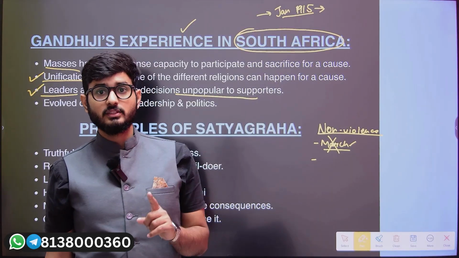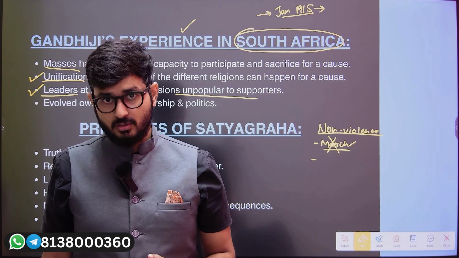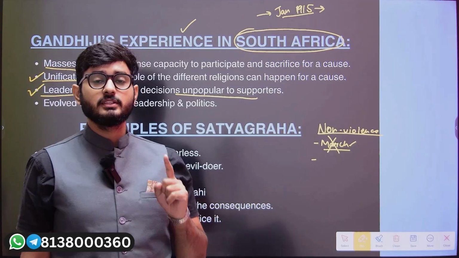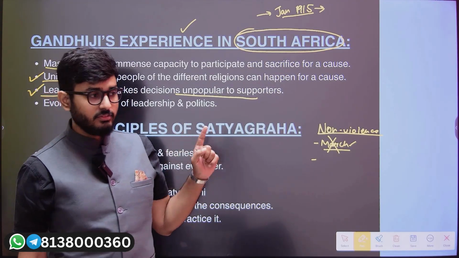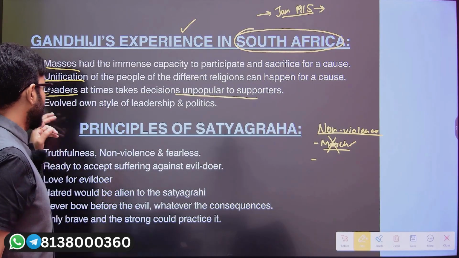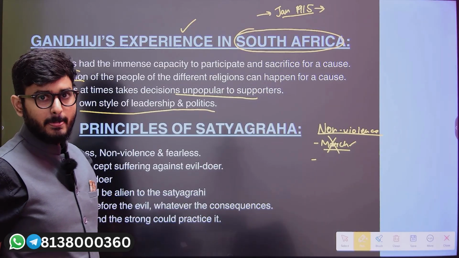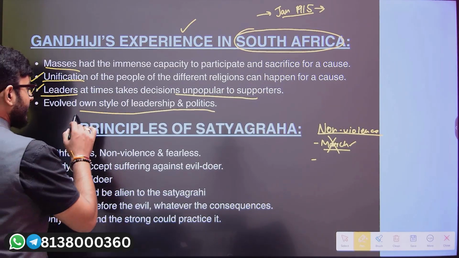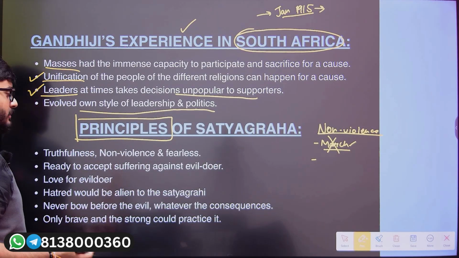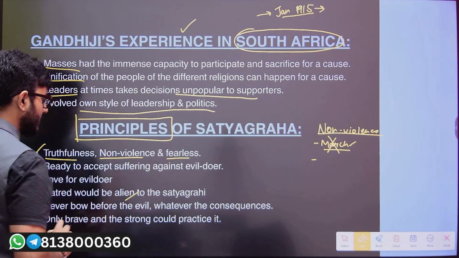So here he understood that leaders do not always have to follow the followers. The leaders shouldn't always listen to the demands of the followers. They sometimes have to go against the followers, and that is what he learned from here. From here he evolved his own style of leadership and politics. After this, there were also the principles of Satyagraha. What was the Satyagraha that Gandhiji preached about? Satyagraha would include truthfulness, non-violence, and fearlessness.